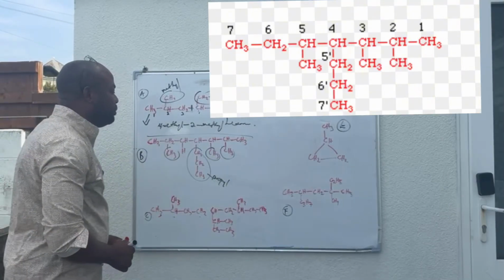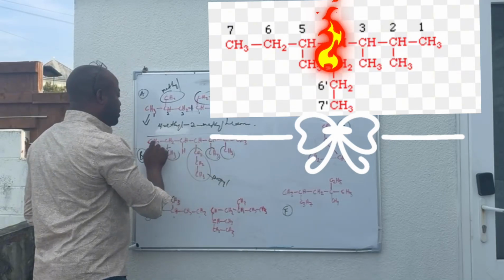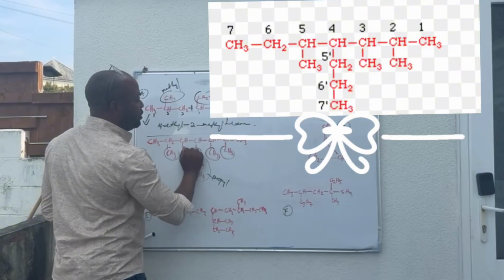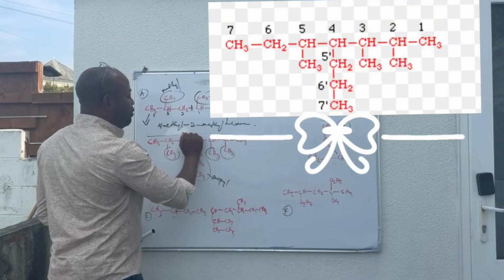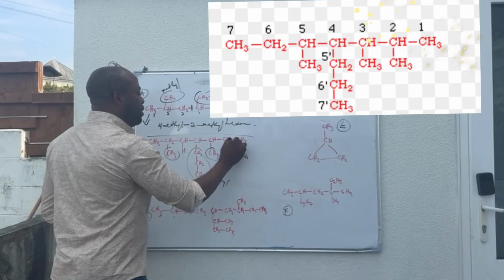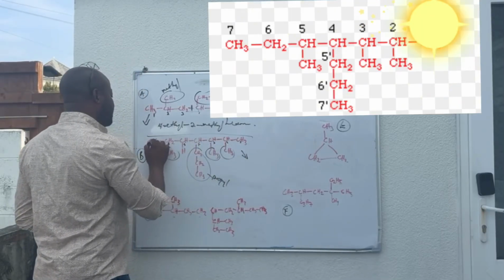Let's start from the midpoint. 1, 2, 3, 4. 1, 2, 3. So the midpoint is here. Let's assume we carry them together, where will the weight pull us? The weight will pull us to this side, so we'll start our naming from here. 1, 2, 3, 4, 5, 6, 7.